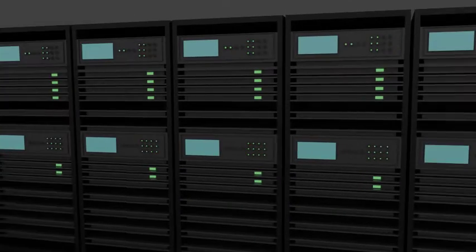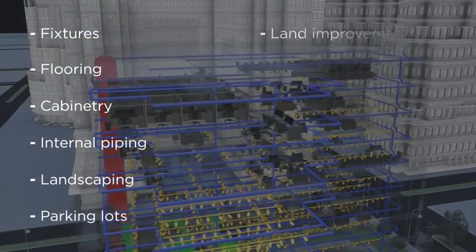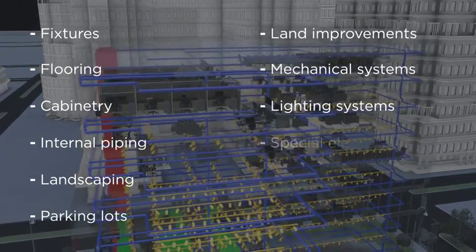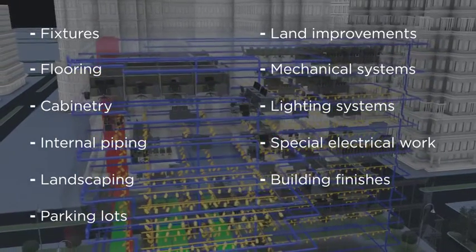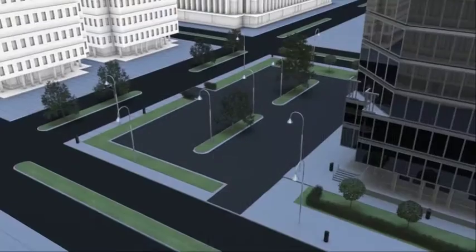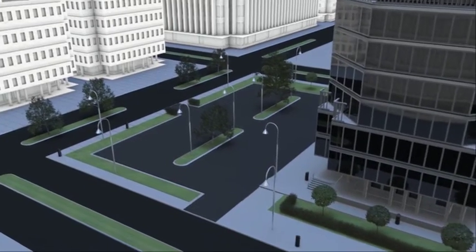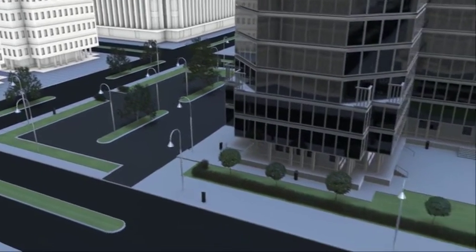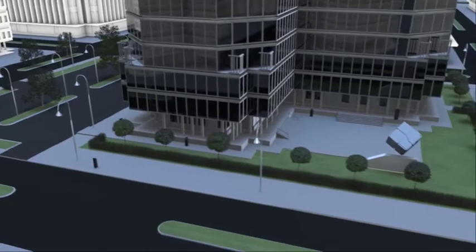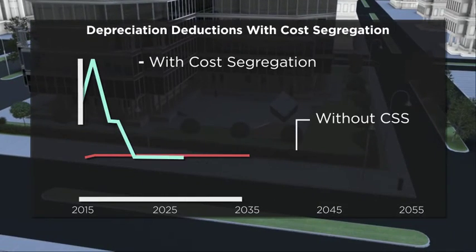Short-term asset segregation of building components that are non-structural in nature include fixtures, flooring, cabinetry, internal piping, landscape, parking lots, land improvements, mechanical systems, lighting systems, special electrical work, and building finishes. When you segregate these assets from the structural portions of the building, cost segregation can become a powerful tax planning tool for maximizing tax deductions that lead to great wealth preservation through the management of your investment in the most tax-efficient manner.